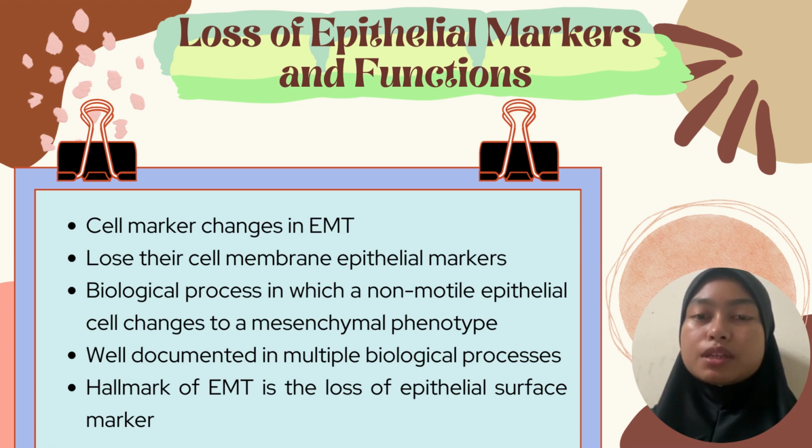During EMT, epithelial cells lose their cell membrane epithelial markers and acquire mesenchymal markers and metastatic traits. The EMT is a biological process in which a non-motile epithelial cell changes to a mesenchymal phenotype with invasive capacities. This phenomenon has been documented in multiple biological processes, including embryogenesis, fibrosis, tumor progression, and metastasis. The hallmark of EMT is the loss of epithelial surface markers, most notably E-cadherin.